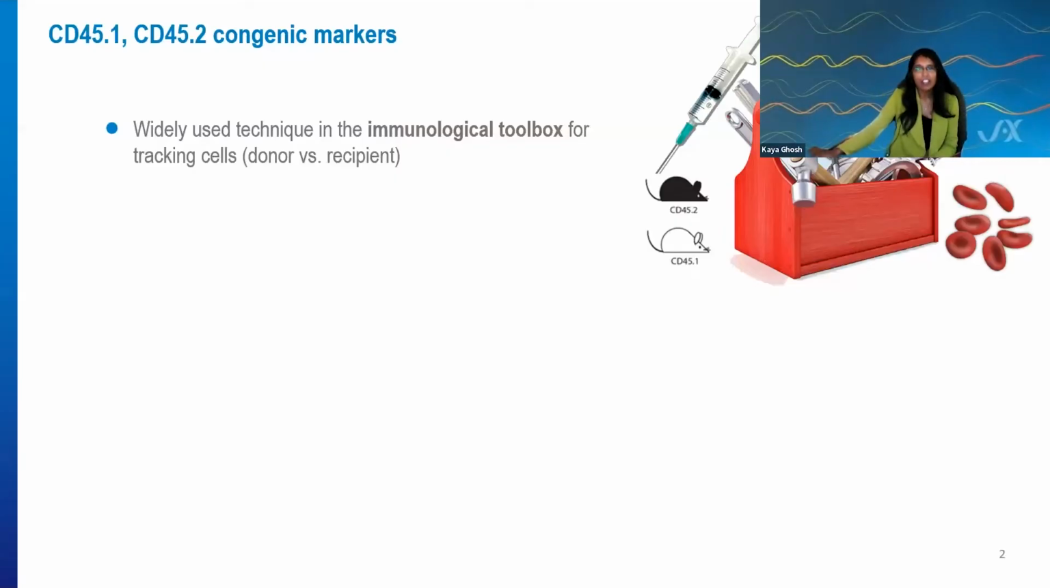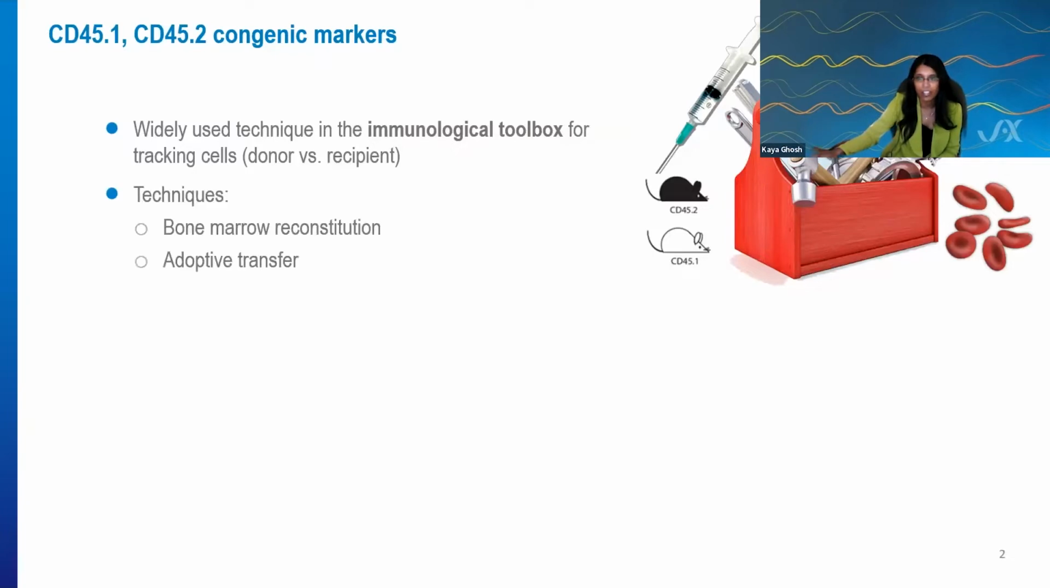So just a little bit about JAXBoy. And let's take a step back and talk about CD45.1 and CD45.2 congenic marker strains. So congenic marker strains are a widely used technique in the immunological toolbox. And let me just show my screen here real quick. And they're used for tracking cells between donors and recipients. The kinds of experiments that they're used for are bone marrow reconstitution, competitive bone marrow transplants, and adoptive transfers.